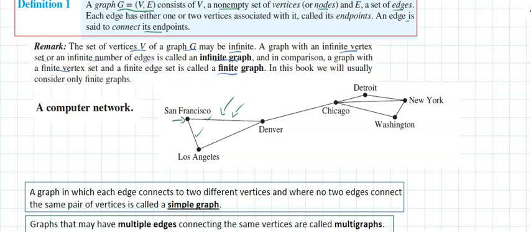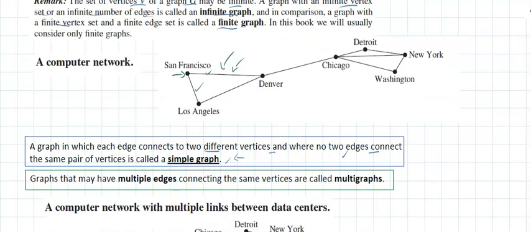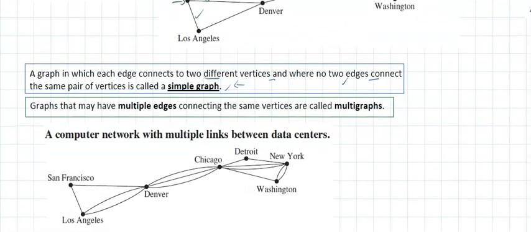So, first definition we have, actually the first definition we defined up there, but let's talk about defining a graph. A graph in which each edge connects two different vertices and where no two edges connect the same pair of vertices is called a simple graph. Okay, so that's what a simple graph is. The graphs that have multiple edges connecting the same vertices are called multigraphs. So those you have to just remember how this works. Not memorize this word for word, but understand it because they're going to ask for that.